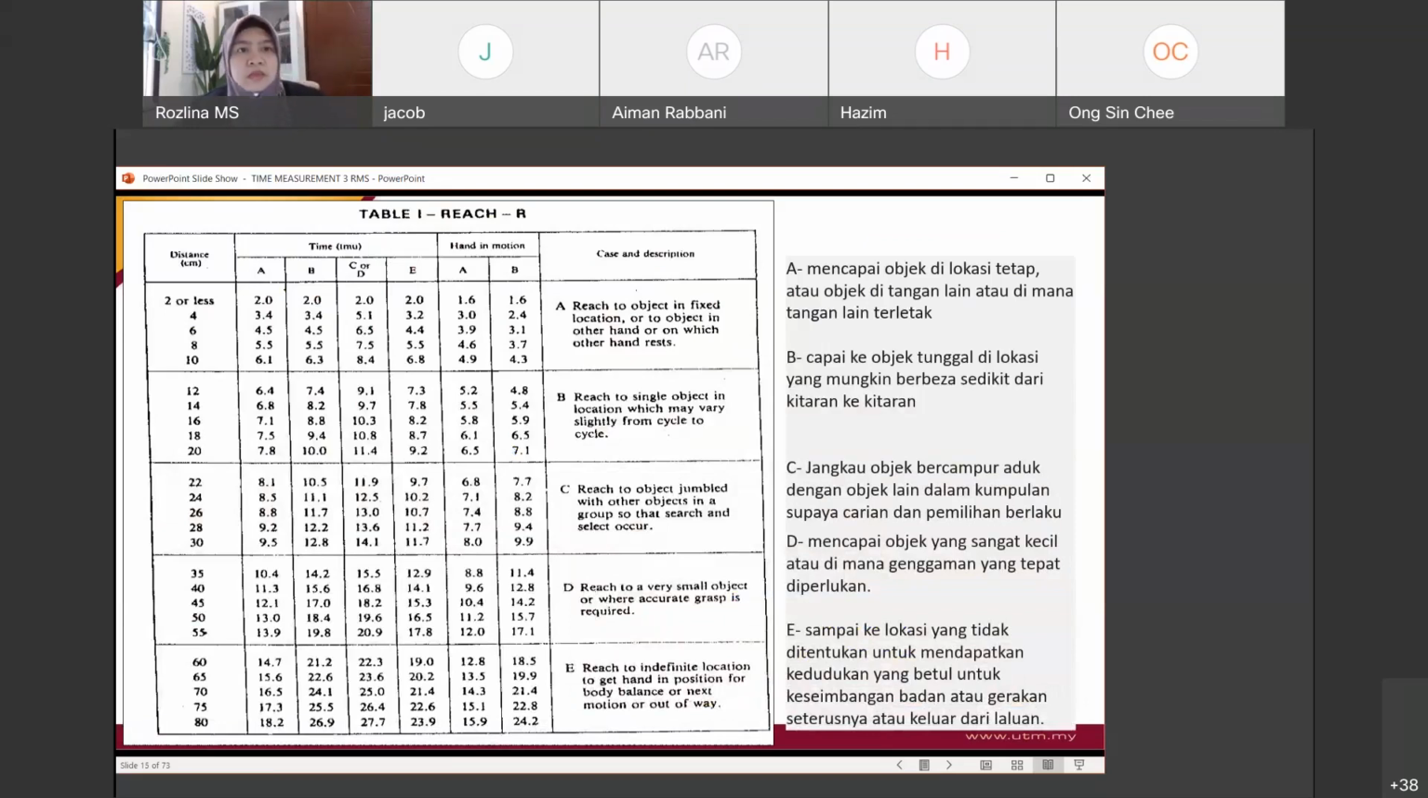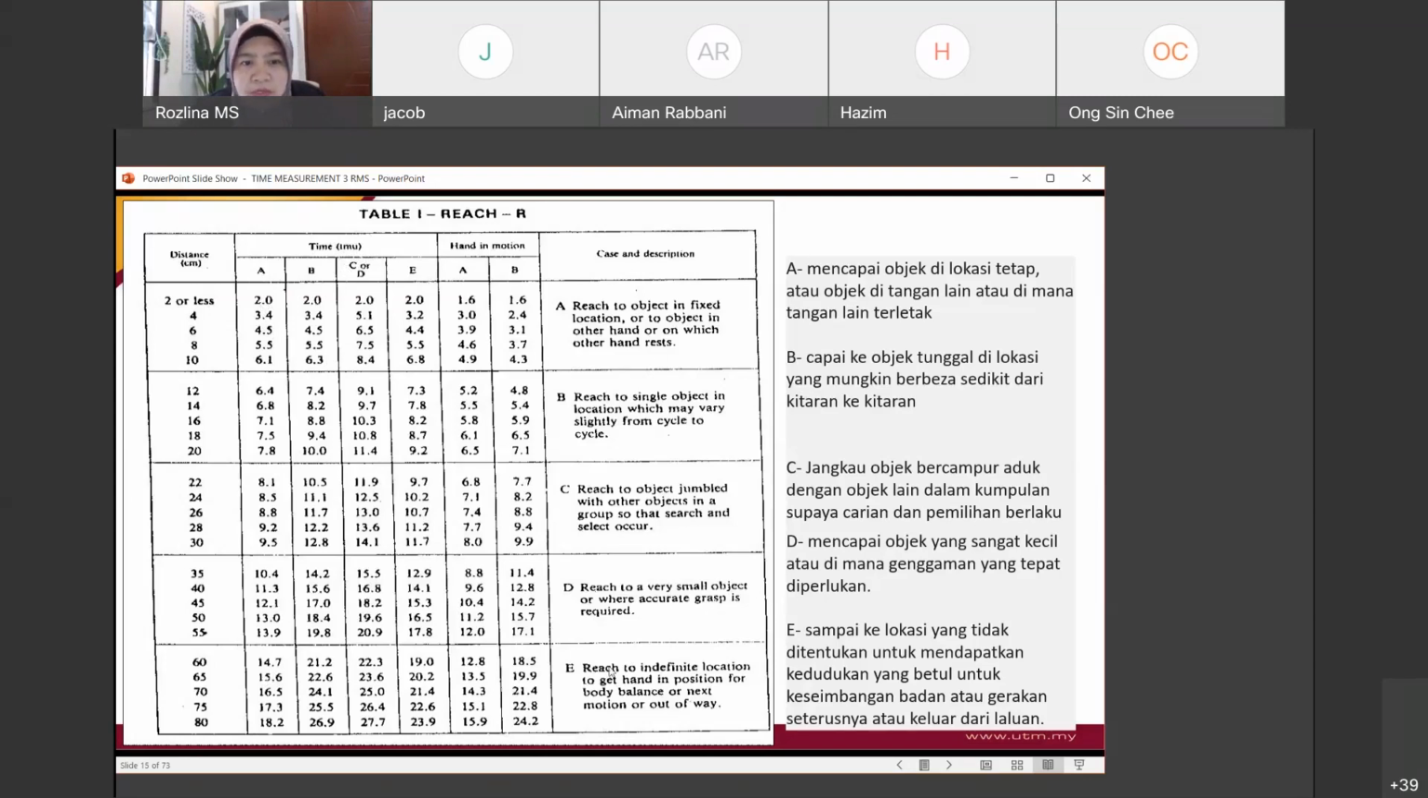These are the tables. Reach was one of the MTM components. When you look at this table, reach means we reach for something. It concerns the distance, 2 cm, 4 cm, until 80 cm. The distance from your body, your hand, to the components or tools and so on. And then TMU, the unit is TMU, not seconds or minutes. TMU is much smaller. They have given you the guideline numbers, and you only have to decide which one is your case, maybe A, B, C, E or whatever.